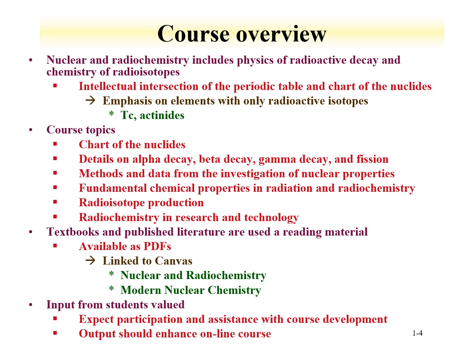Methods and data that are obtained from investigating nuclear properties. We'll have discussions on the fundamental chemical properties that are involved in radiation and radiochemistry, and particularly how they intersect with the elements that are only available in radioactive isotopes, such as technetium and particularly the actinides. We'll discuss how isotopes are produced, and we'll talk about how radiochemistry is used in research and technology.